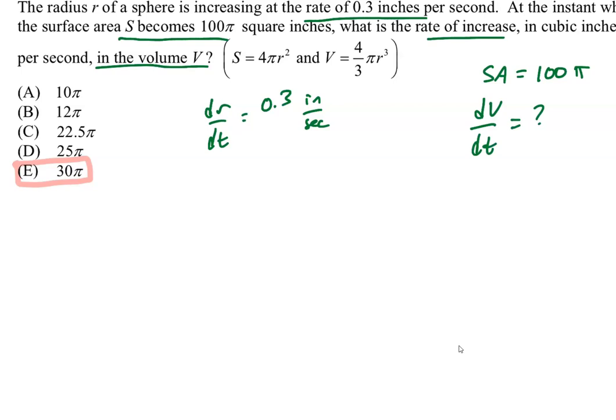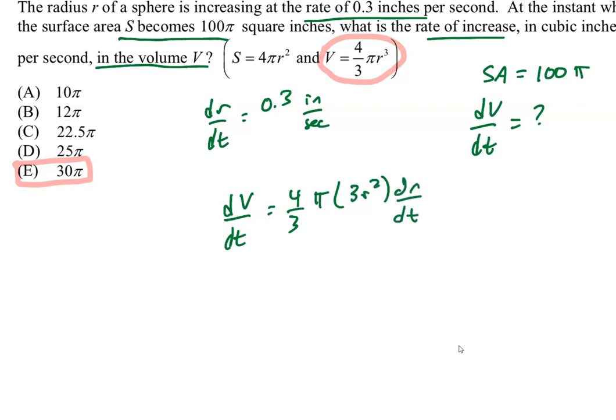Okay, so I got kind of a lot going on here. But since I'm looking for dV/dt, I'm going to go ahead and take the derivative of that with respect to time. So I'm going to put 4/3 pi. The derivative of r to the third is 3r squared dr/dt. And then I just have to start plugging stuff in.